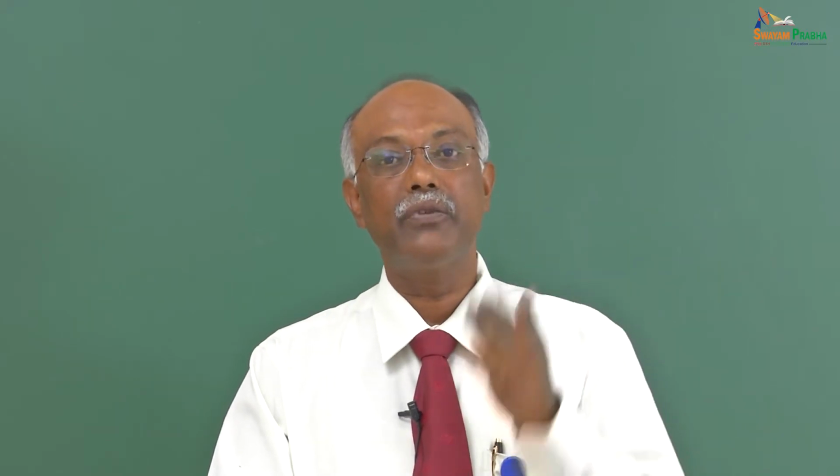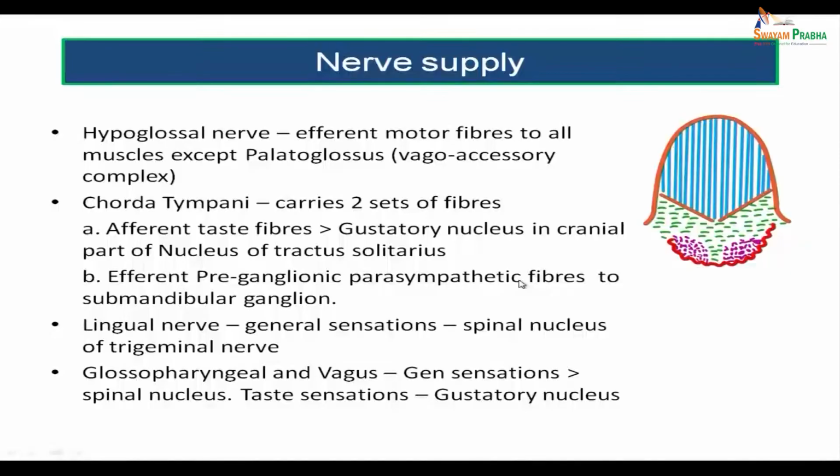There is a set of efferent fibers which run through the chorda tympani, and these include the efferent preganglionic parasympathetic fibers which originate from which salivatory nucleus? The superior salivatory nucleus, and run via the chorda tympani and reach the lingual nerve and terminate in the submandibular ganglion. So, these are the two sets of fibers which are running in the chorda tympani.